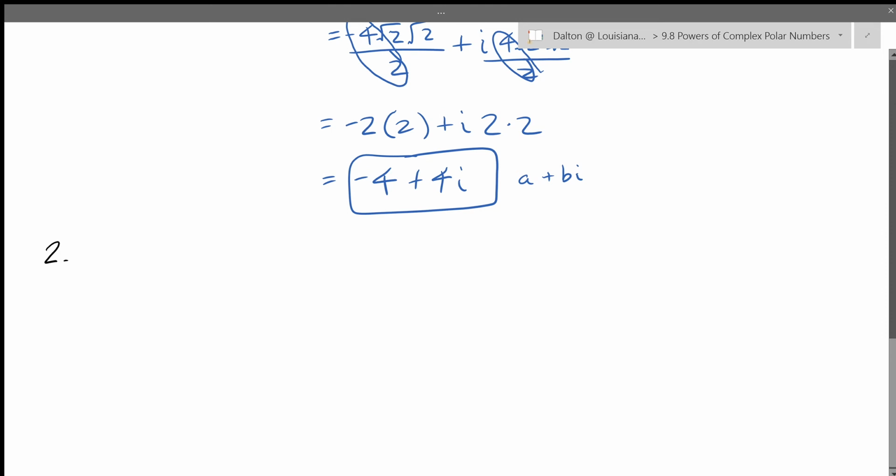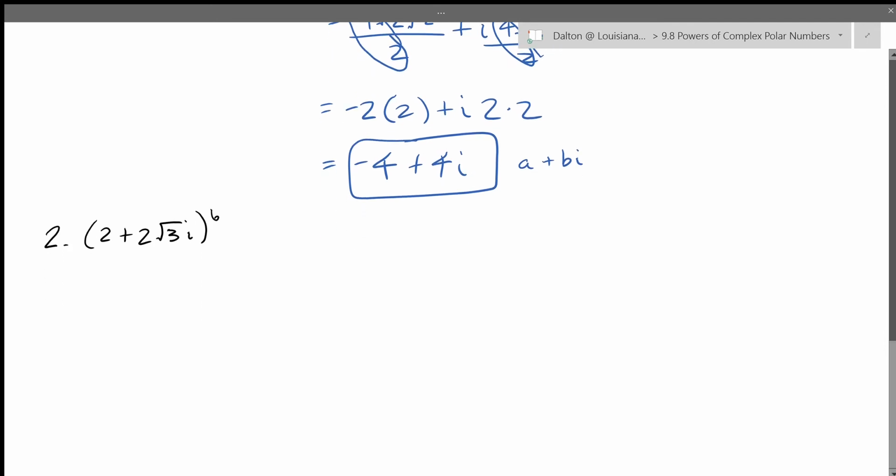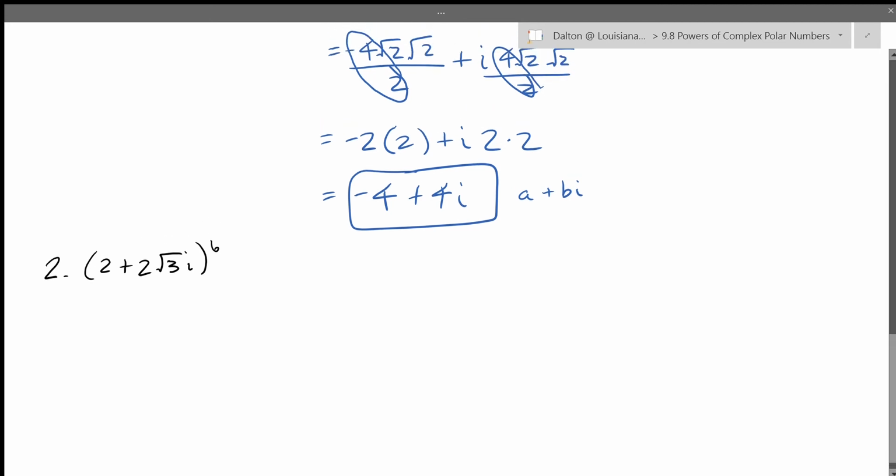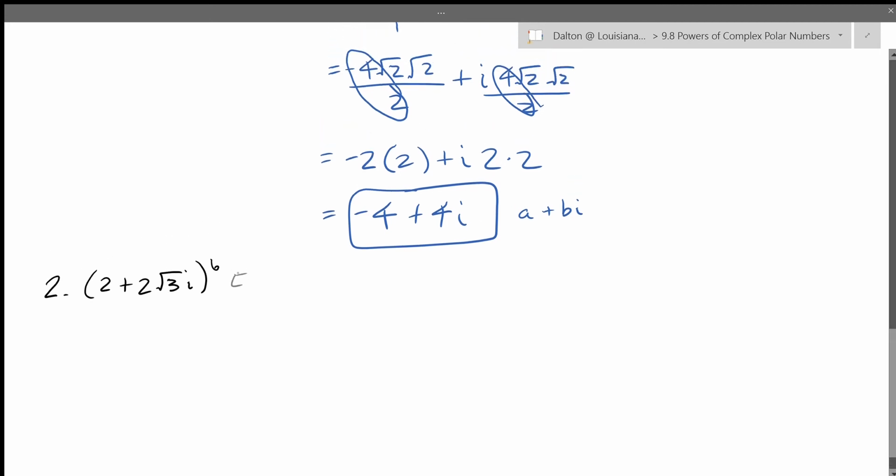Another type of example that you might get is something like (2 + 2√3 i) all raised to the 6th power. And I want you to give me your answer, and I should have specified this for the one before, but basically, guys, unless I specify that you can round to the nearest hundredth or whatever, you need to assume that your answer should be exact. And this one I definitely do want it exact as well.